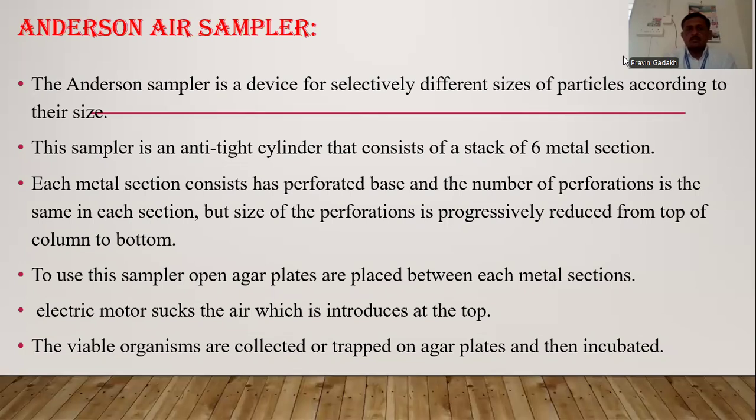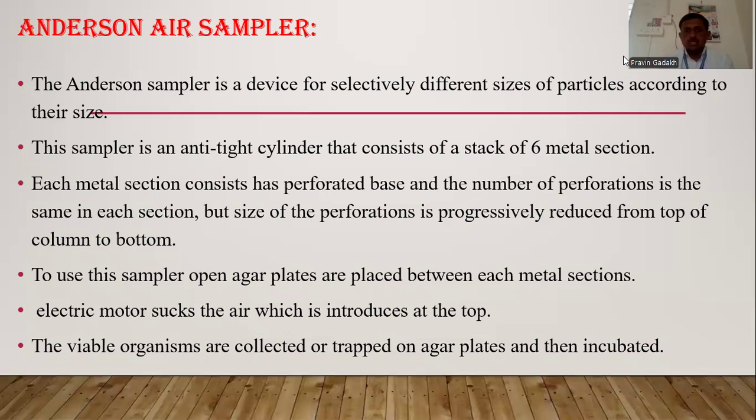This Anderson sampler device is used selectively for the isolation, or we can say enumeration, of microorganisms of different particle sizes according to their size. Basically, this air sampler is also called the six-stage air sampler of Anderson. The sampler is an air-tight cylinder that consists of a stack of six metal sections.